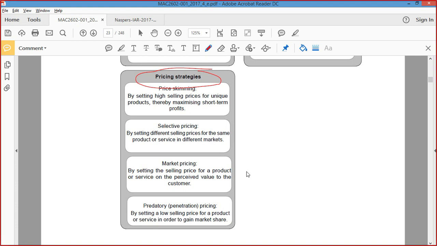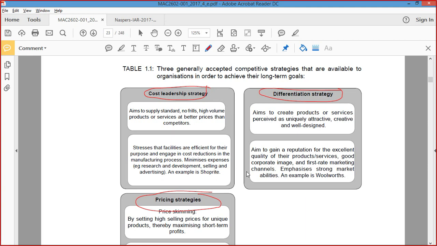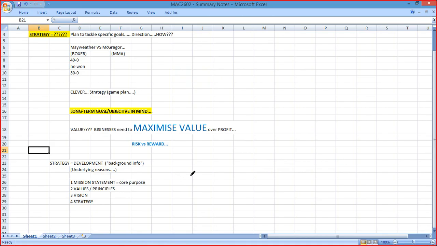Okay, so that's the current pricing strategy. You're going with that rather than cost leadership versus differentiation. Do you think it is the best strategy? Is there such a thing?